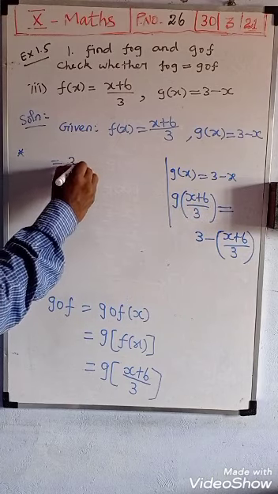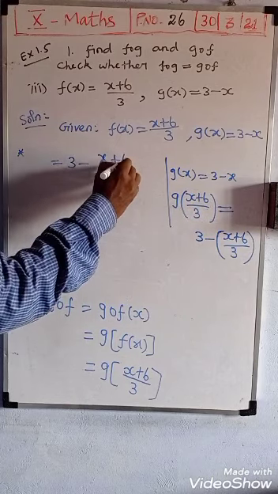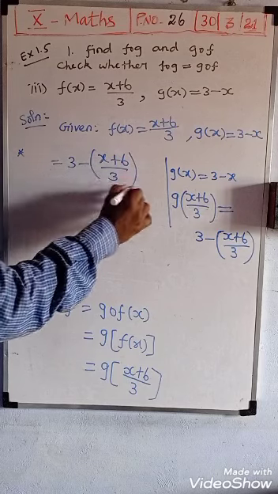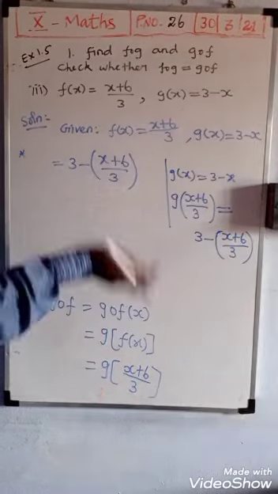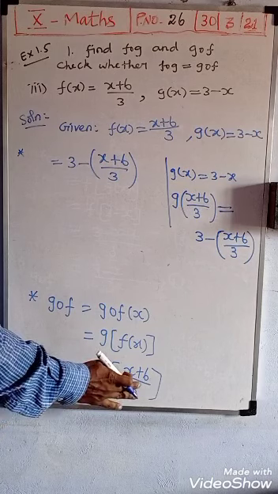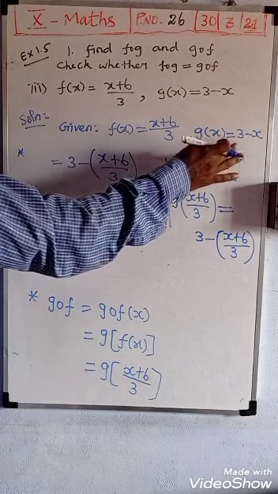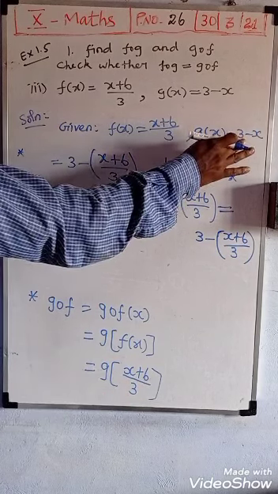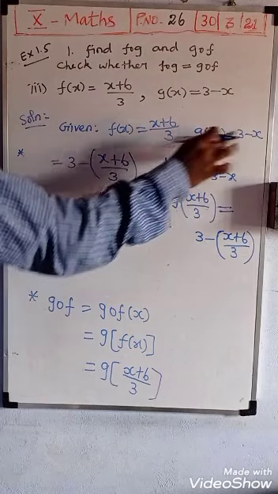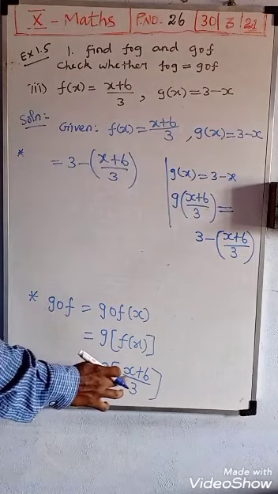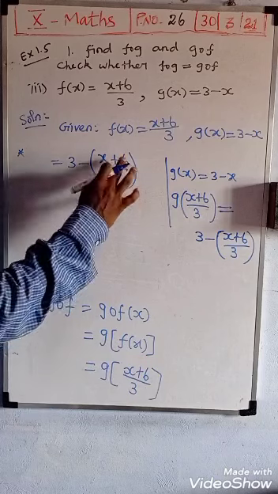What is that? 3 minus (x plus 6) whole divided by 3. Actually this step is not needed. Directly we can substitute. For g of (x plus 6) by 3, where do we substitute? In g. So you should write 3 minus, and instead of x alone, remove it and write this value, (x plus 6) by 3.